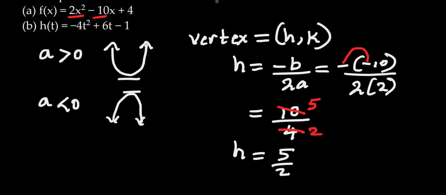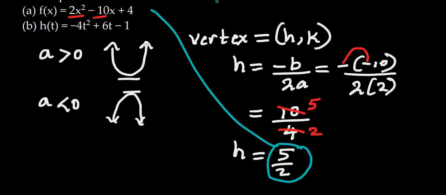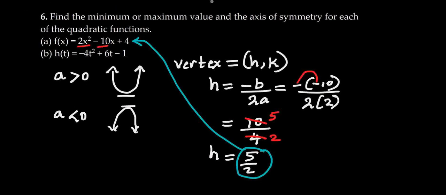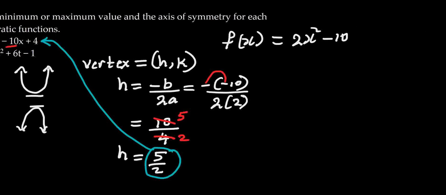Now, to find the value of k, we are going to plug this value into the function over here. So if we do that, then we're going to have f of x, which is a function, is equal to 2x squared minus 10x plus 4.